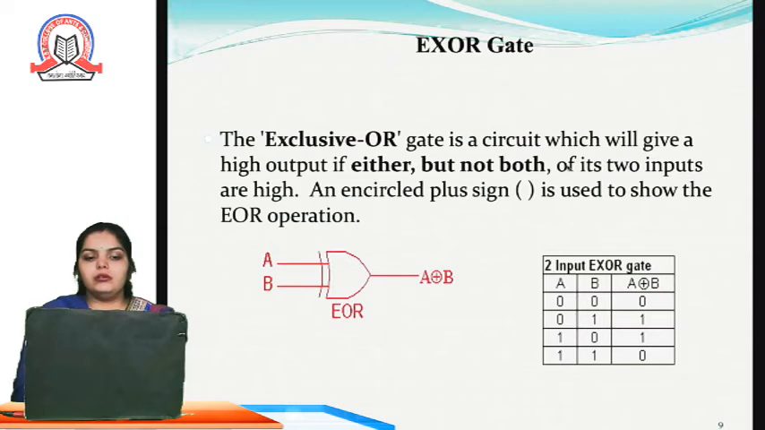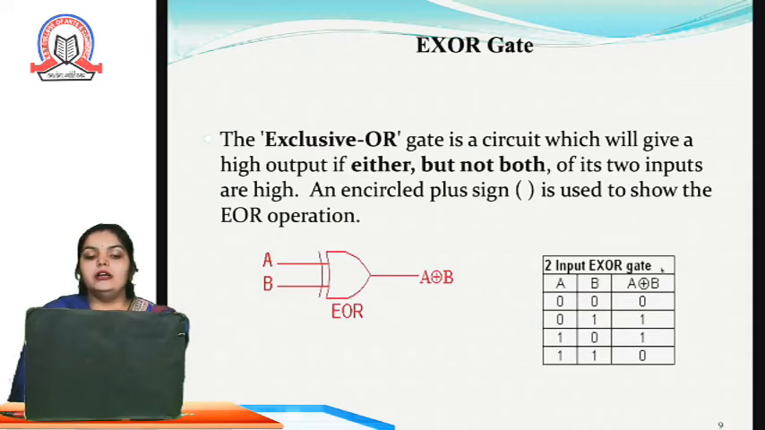Okay, but not both. If both inputs are high, an encircled plus sign is used to show the XOR operation. Here the operation is represented by the plus sign which is encircled. And this is the symbol for the XOR gate. It has a maximum of 2 inputs and a single output.